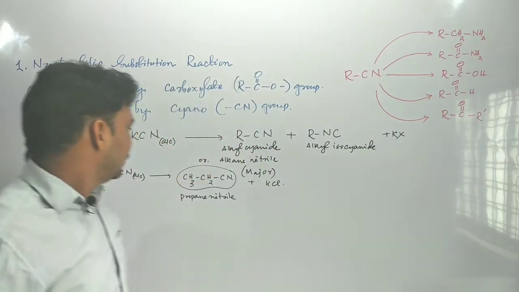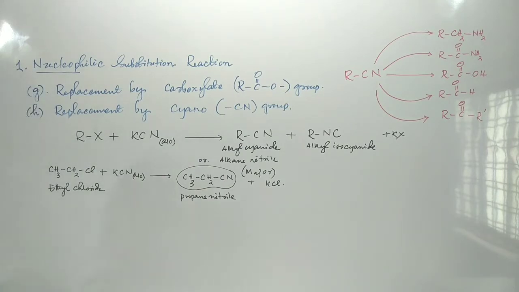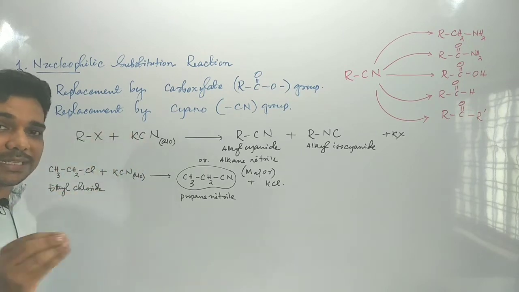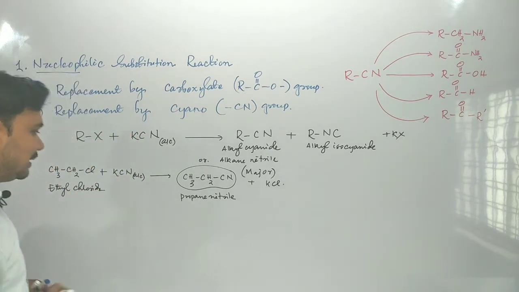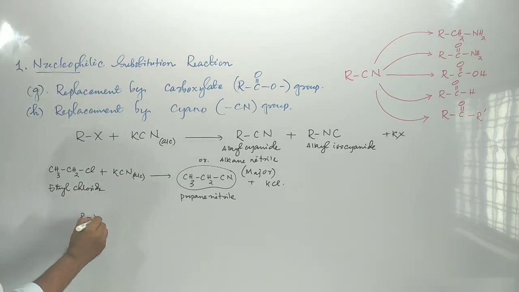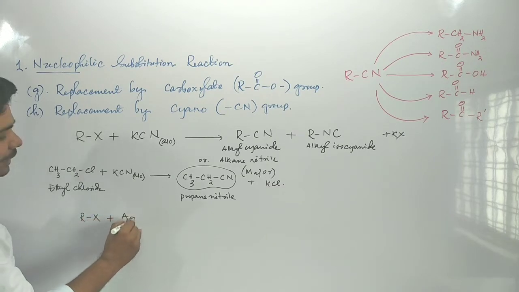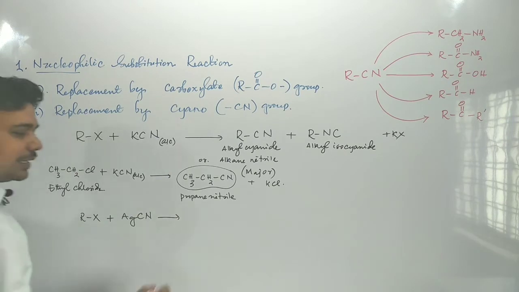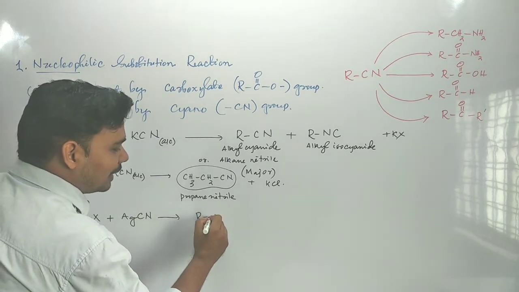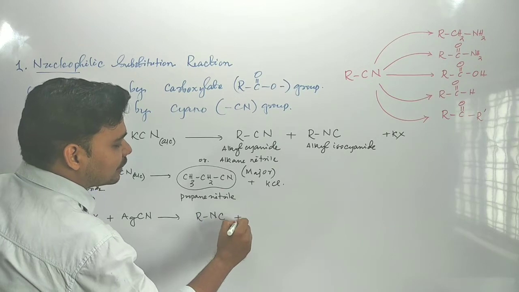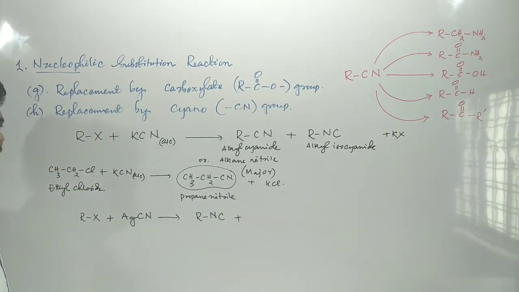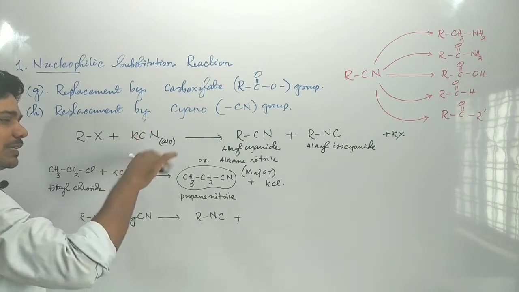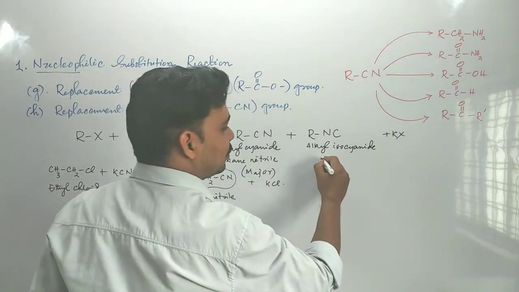Okay. Similarly, when alkyl halides are treated with AgCN, silver cyanide, then here alkyl isocyanide is obtained in major amount. This was the minor product in the previous case when KCN was used as the reagent. This was the minor product.